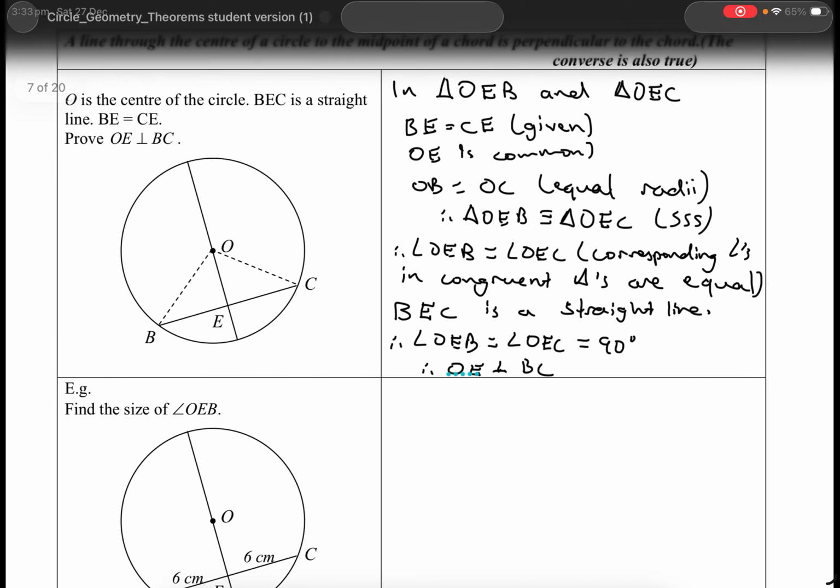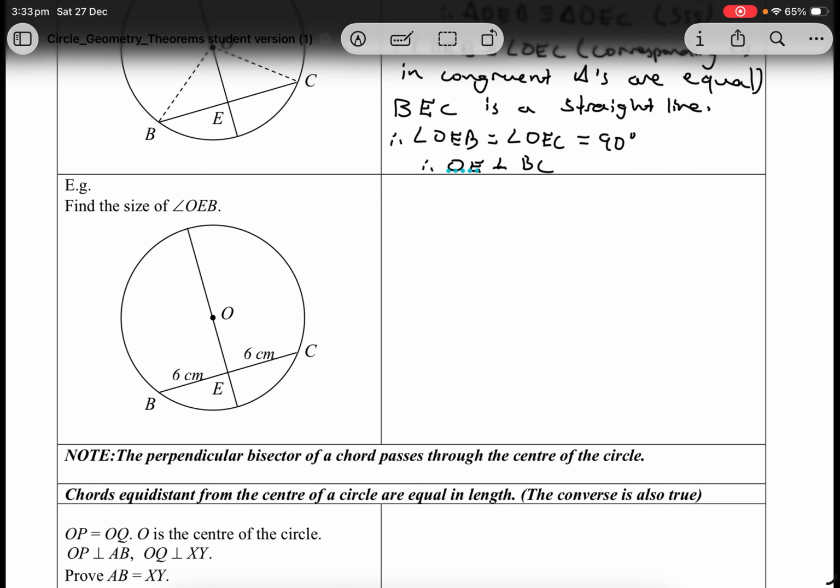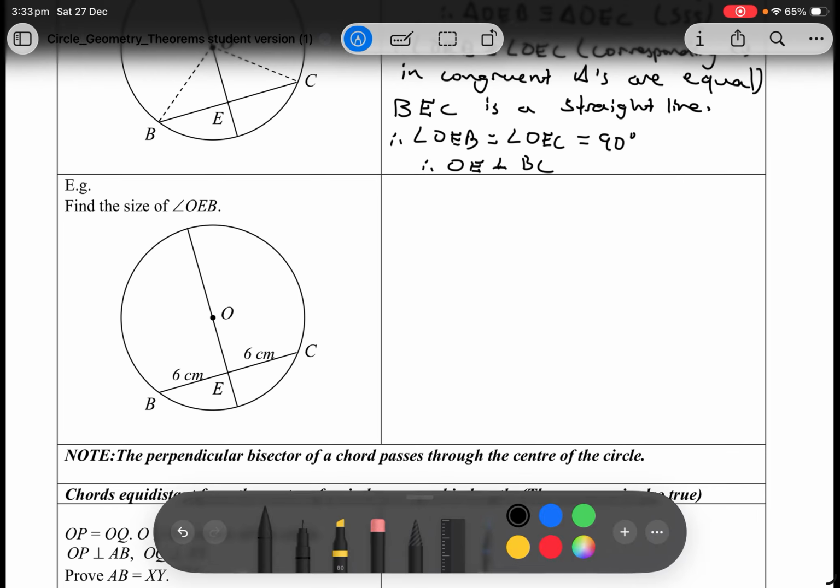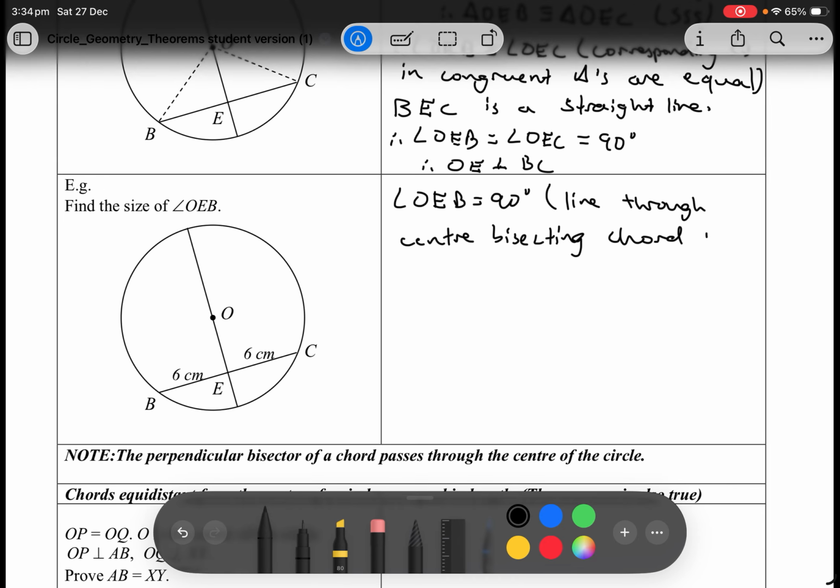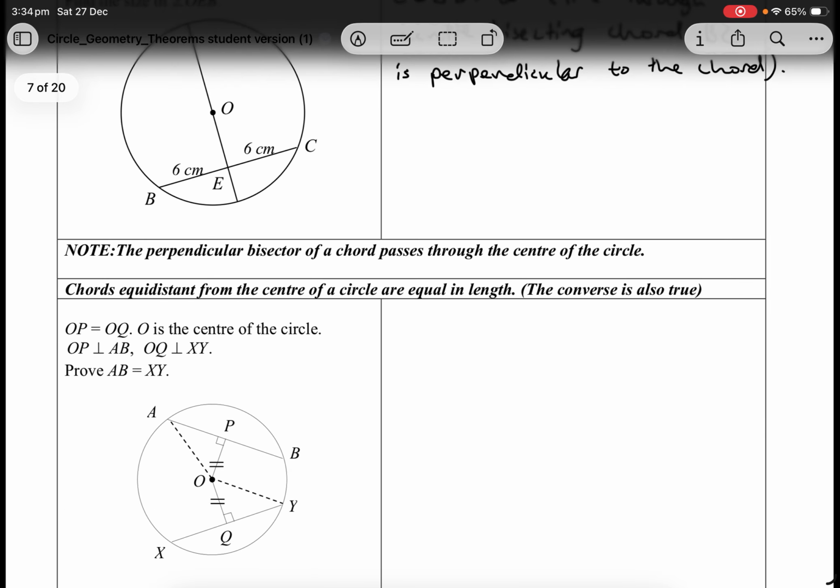Okay, so moving on, since we've proved that, we can now, given that these two parts along our chord are 6 centimeters, find the size of OEB. So we can say, from what we know from this theorem, that OEB equals 90 degrees. And the reason is that the line through the center bisecting the chord BC is perpendicular to the chord. Okay, remember, we're proving the theorems, then we are using it to find unknowns.